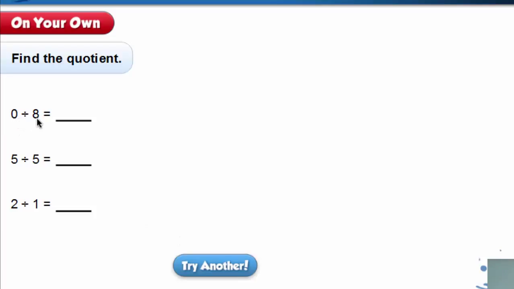0 divided by 8. What's the rule? Good. 0 divided by any number is 0. You want to know how you can check? Watch this. What is this quotient times the divisor? 0 times 8 is what? 0, which is the dividend. Good.